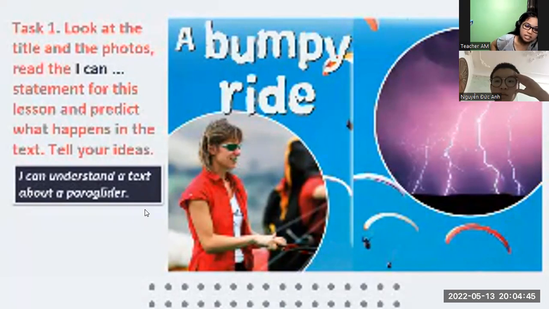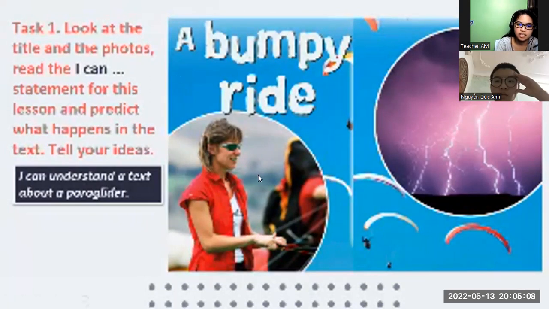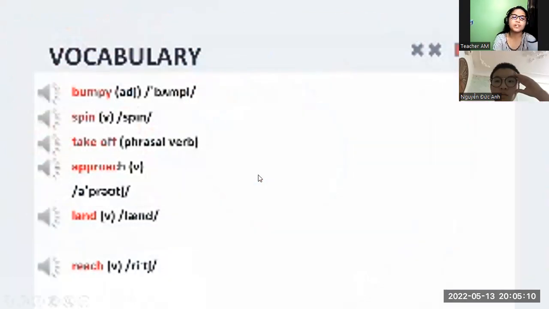Okay, this means it is a sport in which a person jumps from a high place, such as a cliff or an airplane, and uses a special kind of parachute to float down to the ground. Okay, can you see this picture here? This is a picture of paragliding. Okay, very good. Yes, that's correct. Okay, so now let's learn the words from our vocabulary.